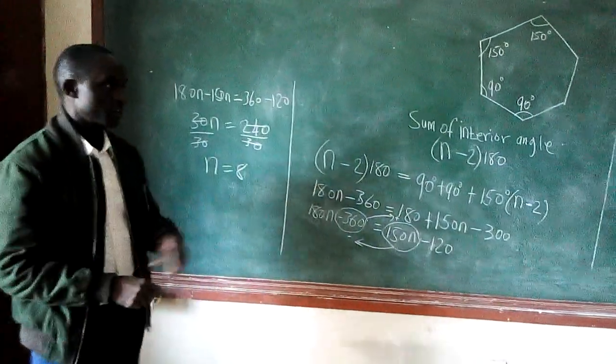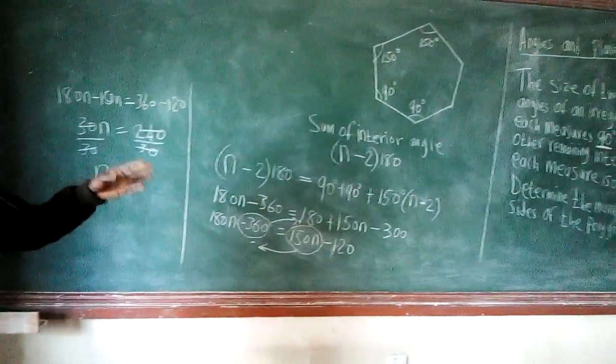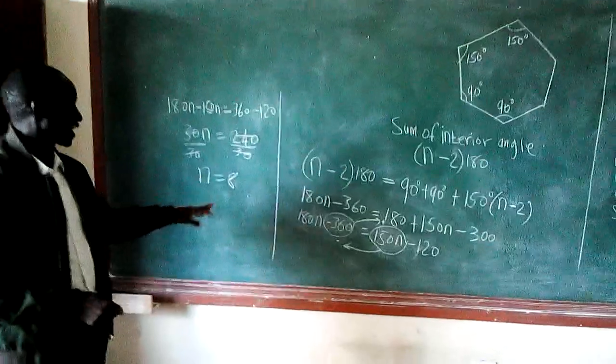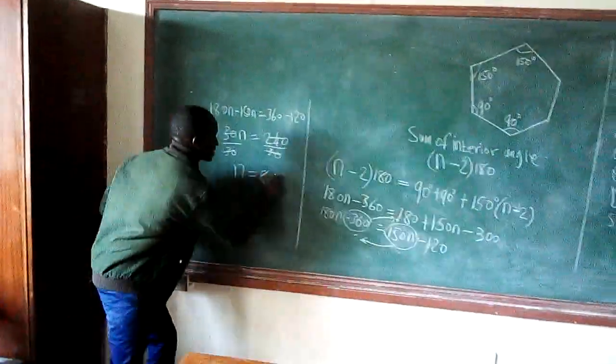And therefore, the question was asking us to determine the number of sides of the polygon. Therefore, the number of sides of the polygon is 8 sides.